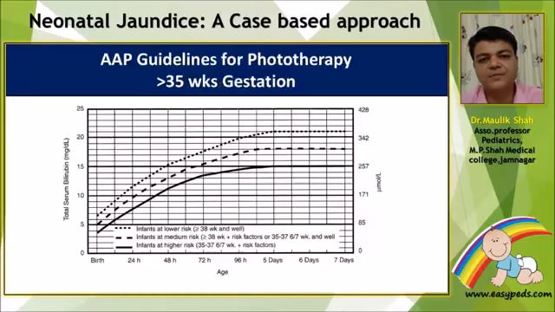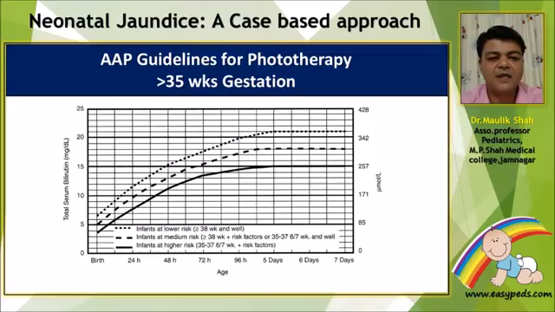AAP guidelines for phototherapy in more than 35-week gestations is the below nomogram. In this nomogram, three different dashed lines are given, which are for different categories of babies. The bold lowermost line is for the infants at higher risk. Those are less than 38 weekers, 35 to 37 weekers, and also having risk factors like Rh isoimmunization, ABO, or a G6PD deficient status like that.